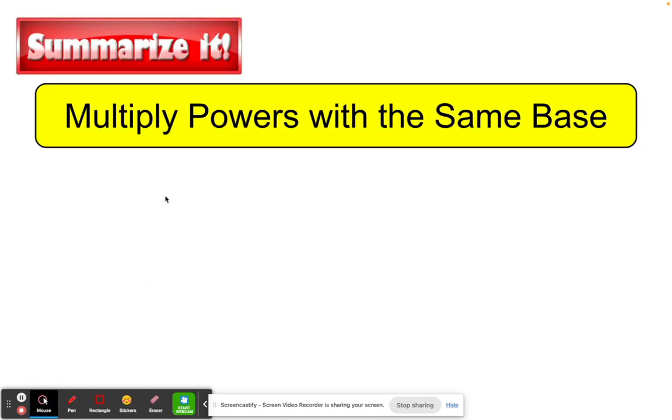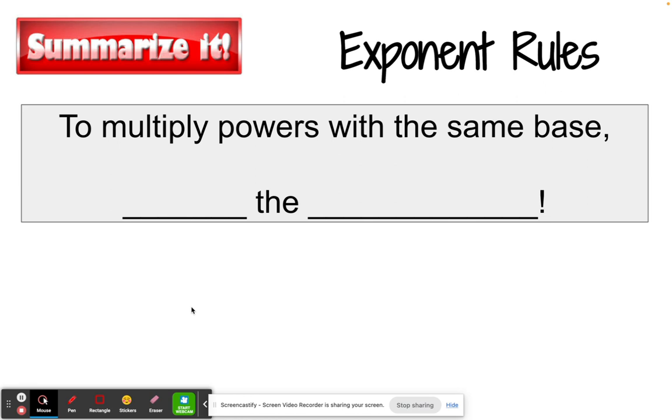So just to summarize, when you multiply powers with the same base, a to the mth power times a to the nth power, you just add your exponents, a to the m plus nth power. So multiply your powers, add the exponents.